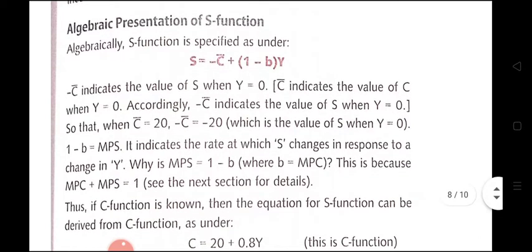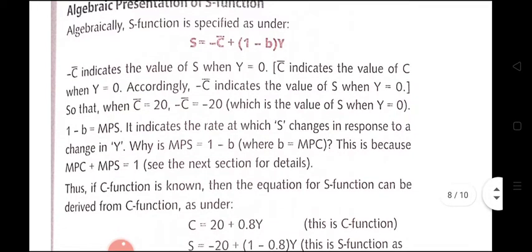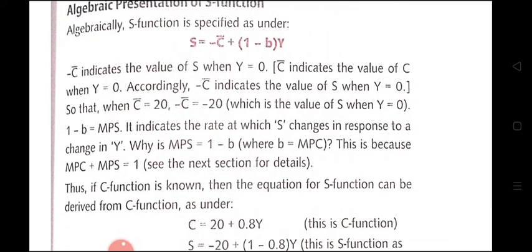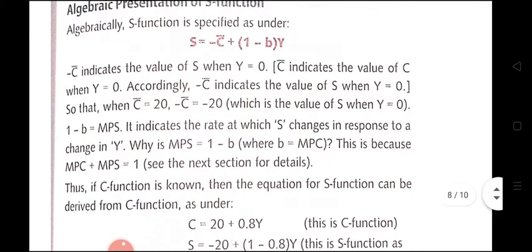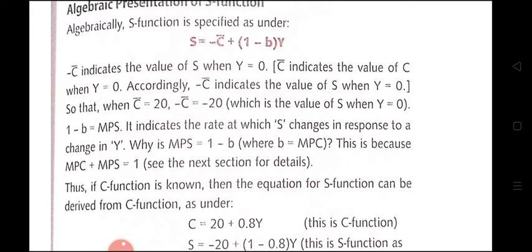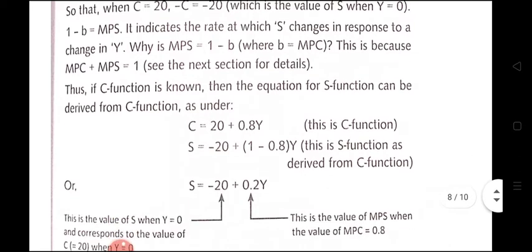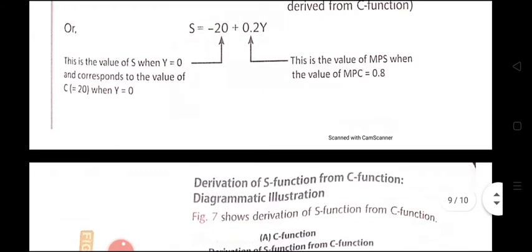So saving is S equals minus C bar plus, as I told you, the total of marginal propensity to consume and marginal propensity to save is 1. So if B is the slope in the consumption function, it will be 1 minus B in case of the saving function, multiplied by capital Y, that is our national income. So the algebraic expression of the saving function is S equals minus C bar plus (1 minus B) into Y. We can also call it S is equal to S bar plus MPS multiplied by Y. So this is how we calculate the saving function.